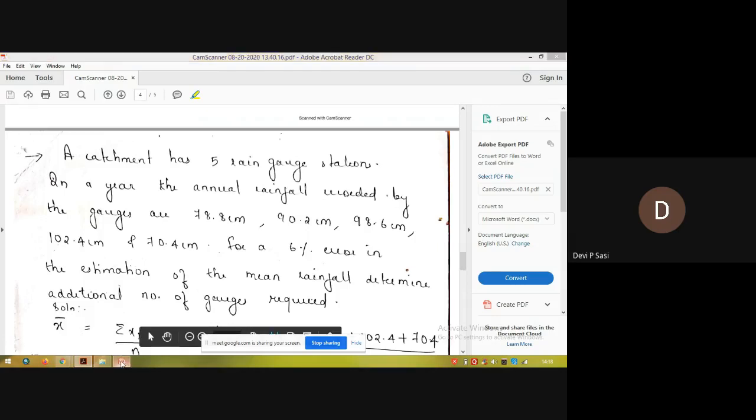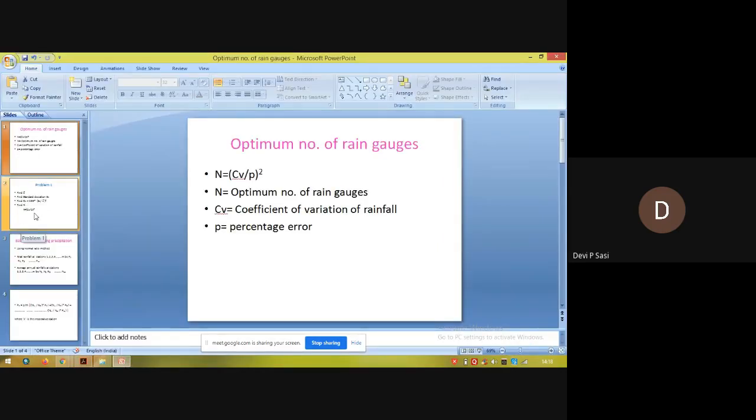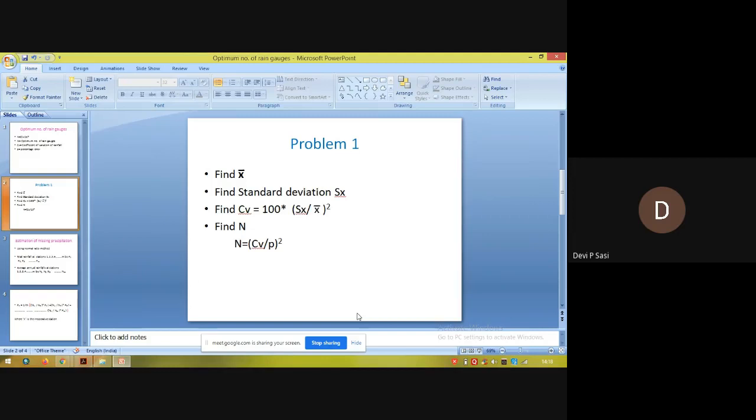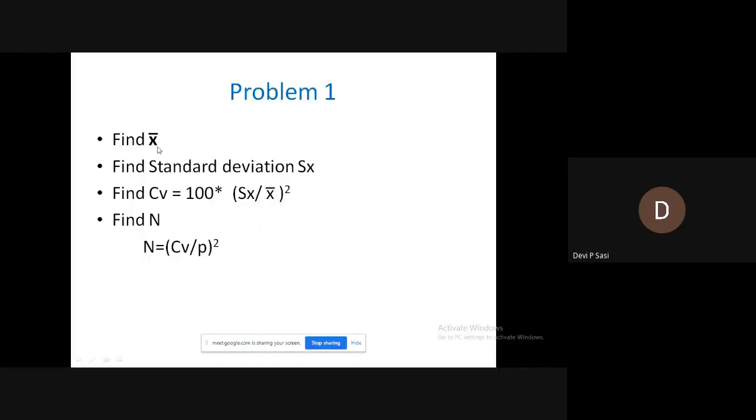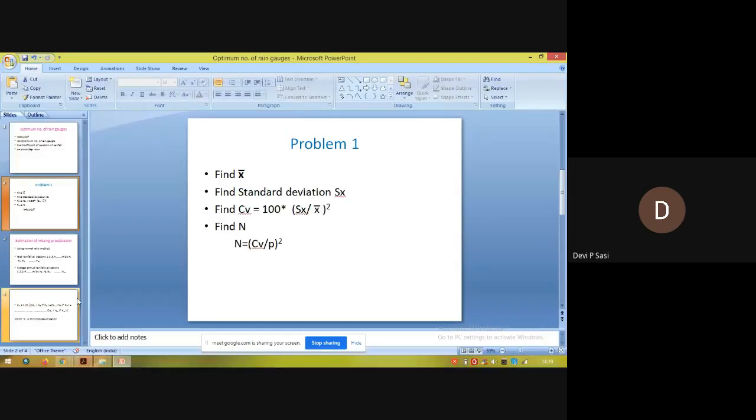So for solving the problem of finding the optimum number of rain gauges, the first step is to find x bar. Okay, so x bar is the mean. Then we all know x bar is the mean. So how will we obtain x bar? It will be x bar is equal to sigma x by n.